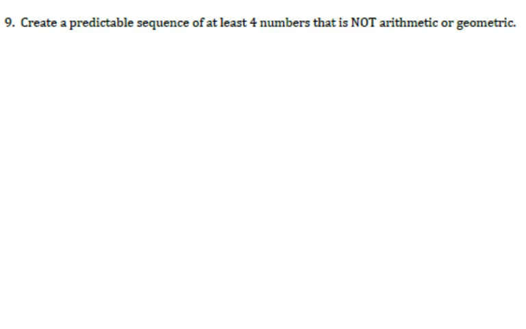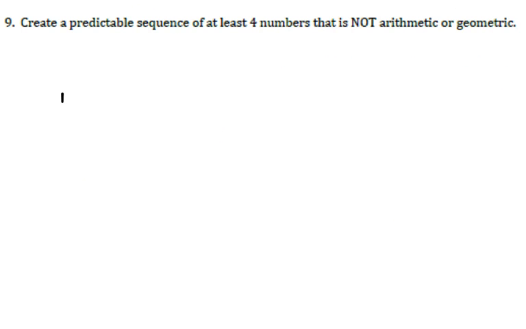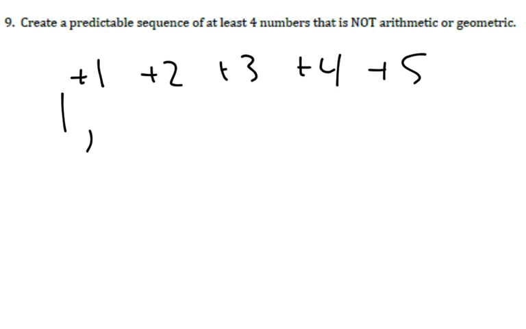Okay, now number 9 wants you to create a sequence that's not arithmetic or geometric. So basically, you've got to have some sort of pattern where the number is growing predictably. And a good one to think about is number 6. Okay, because I can tell you what we're going to add next, because we're adding a 0 each time we move on. So the next one would be 10,000. Okay, or some other good types are you start with a number and then you add 1, then you add 2, then you add 3, then you add 4, then you add 5, you know, something like that. So it'd look like this.